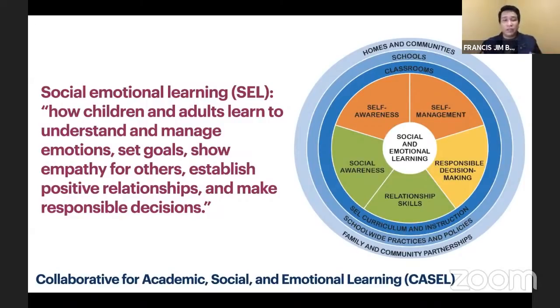These are lifelong learning skills that we need to teach our students as early as in their kinder or pre-kinder. So the question is, how do we develop this at this time of the pandemic in distance education?